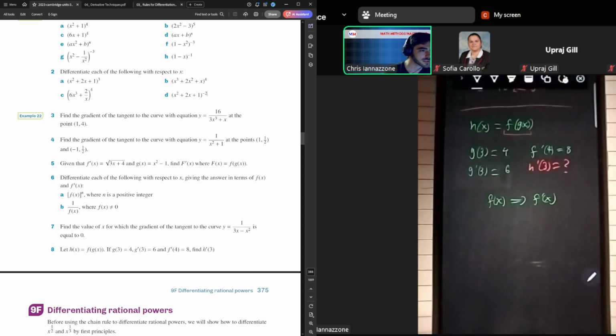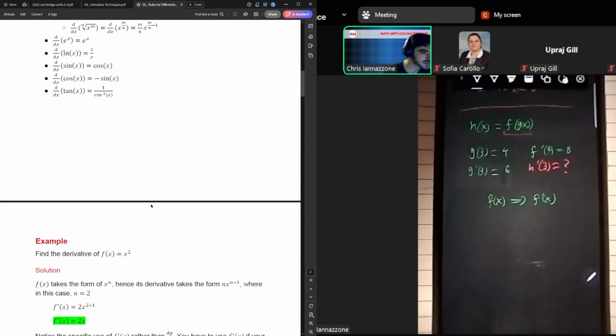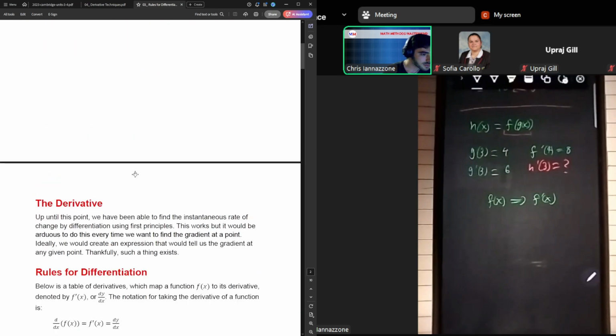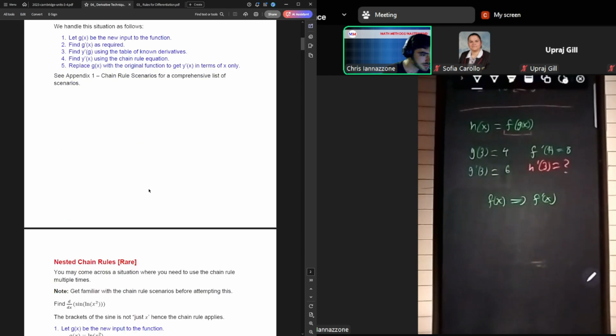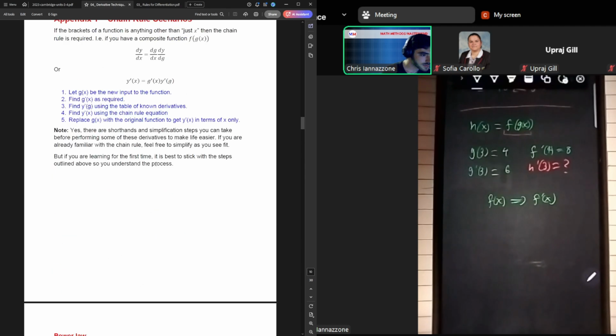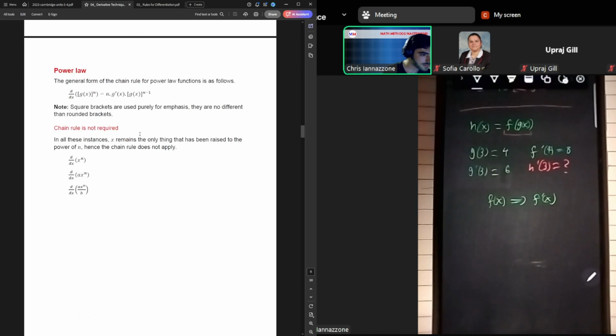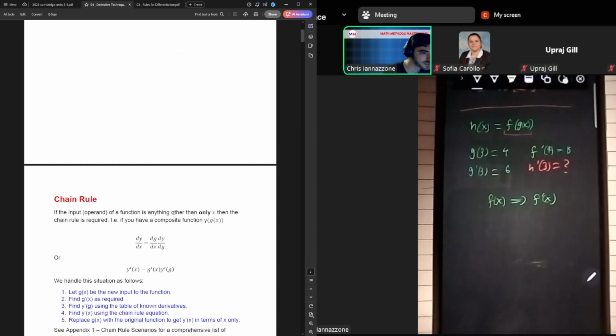I wonder if I have a pre-written version of what that looks like. Let's see. Nah, I've got them for specific functions, not quite for generic ones.